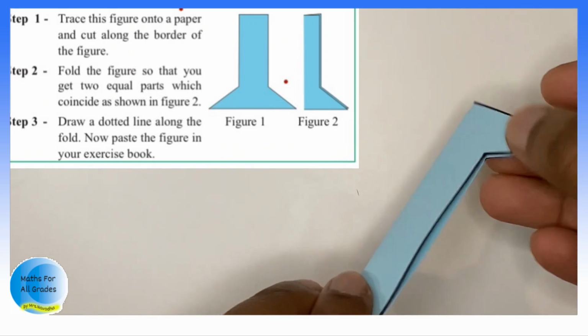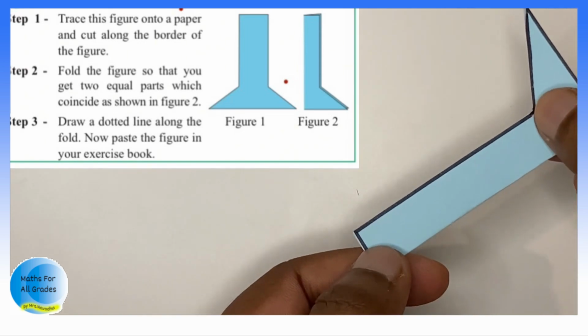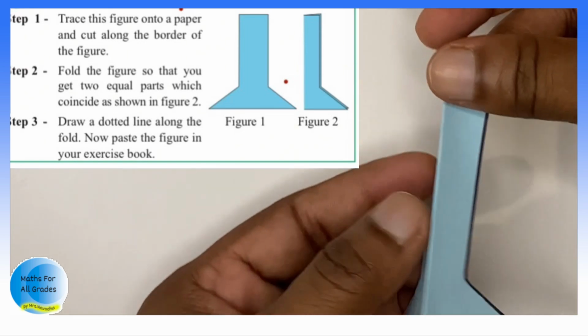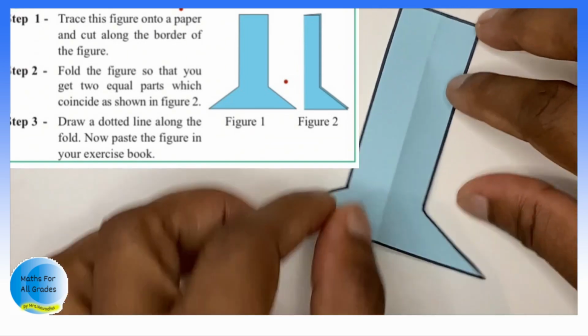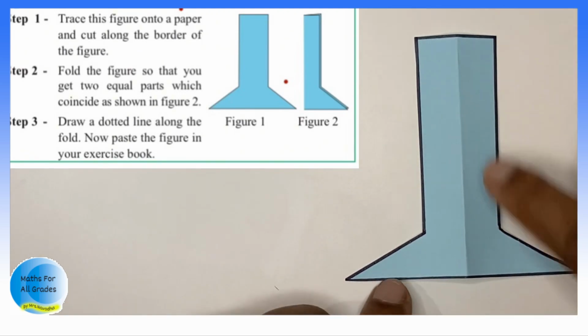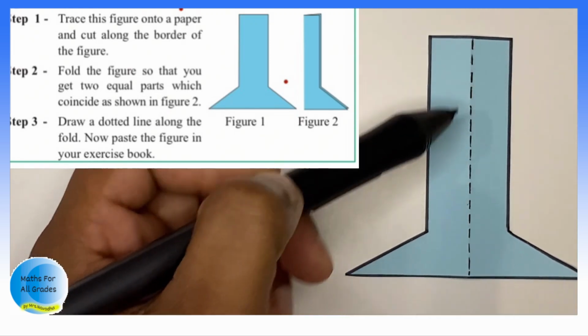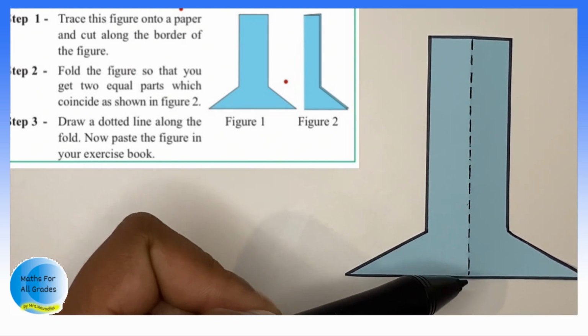Since we got two equal sides, we can say this figure is a bilaterally symmetric figure. And when you unfold it, you can see there is a line along the folding. What do we call this line? Yes, we call this line the axis of symmetry.